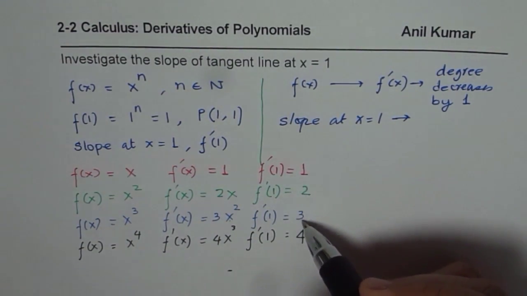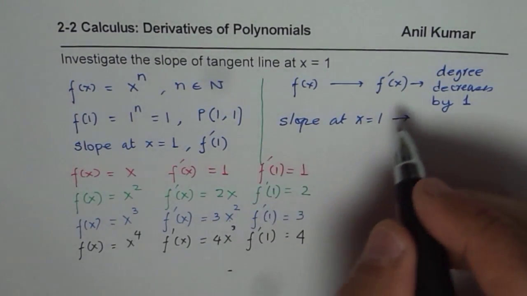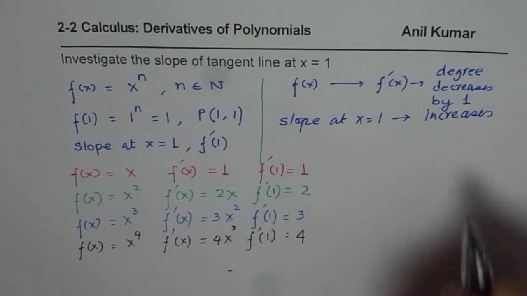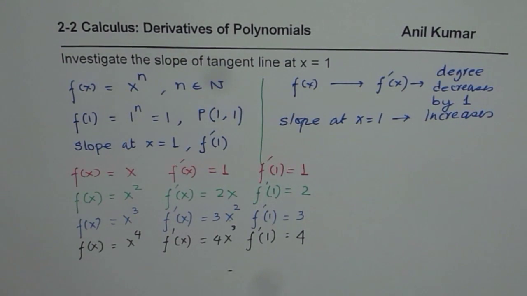Slope steadily increases. Do you see that? So the slope increases as the degree increases, correct? So that is very important to understand, that if I have a graph of a cubic function, then the graph of a derivative of cubic function will be a quadratic function, correct? So that's the whole idea of considering this.